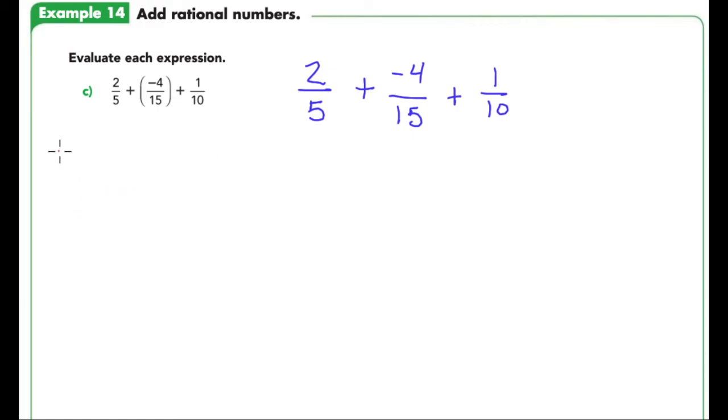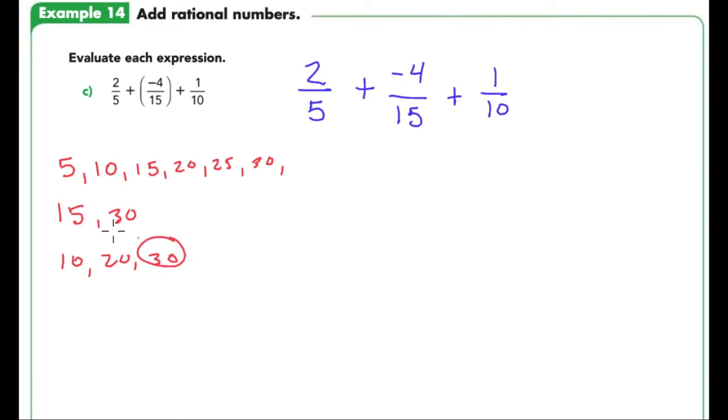So to do that, I'm going to find the least common multiple, and I'm going to start listing multiples of 5. We have 5, 10, 15, 20, 25, 30. We'll stop there. For 15, we have 15 and 30. We could stop there, and we should notice that 10 goes into 30 as well. We have 10, 20, 30. So our least common multiple is going to be 30. So on the bottom of the fraction, we will have 30.